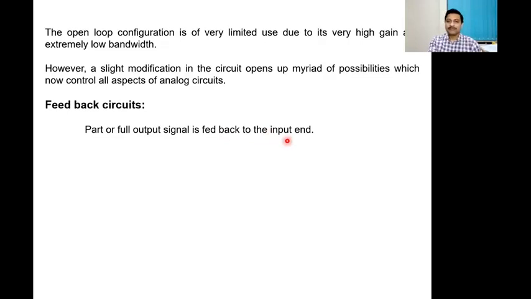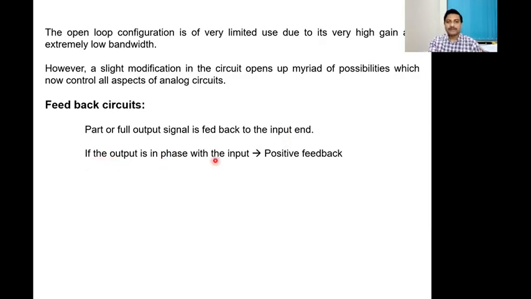Right? So what we are doing is we are giving some input to the operational amplifier, we are getting certain output, and then we are using intermediate circuitry to send this output back to the input and then look at the functioning of such circuits. Now, again, we can have two cases.